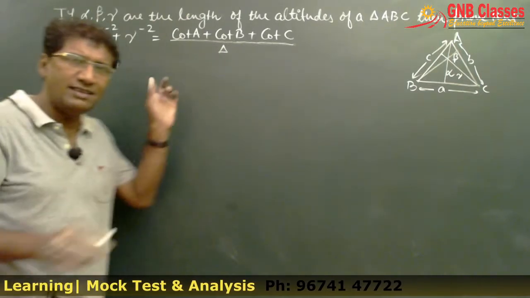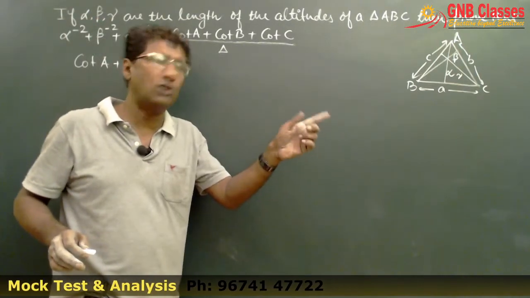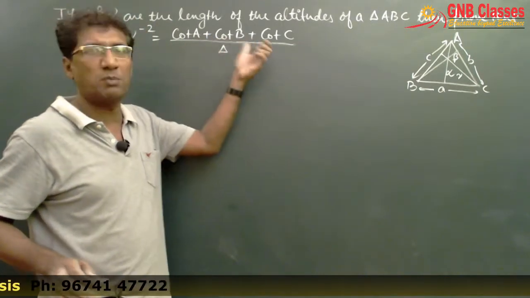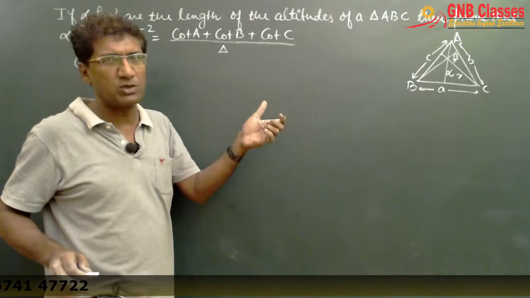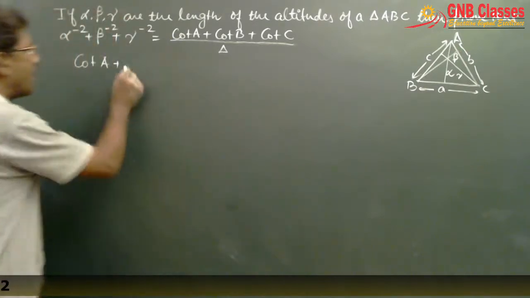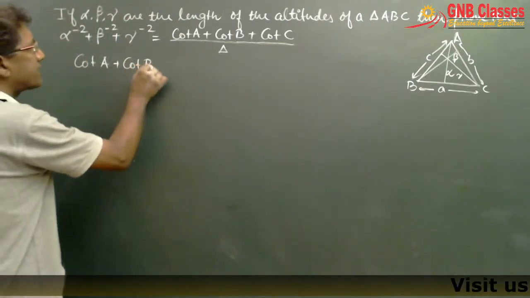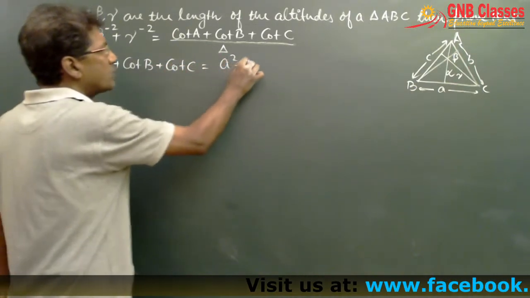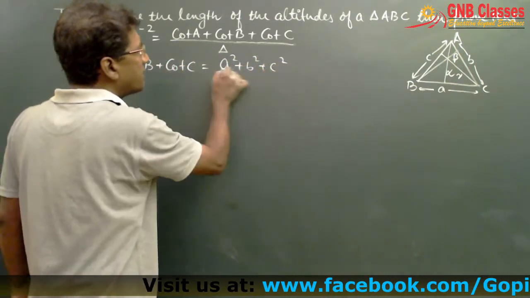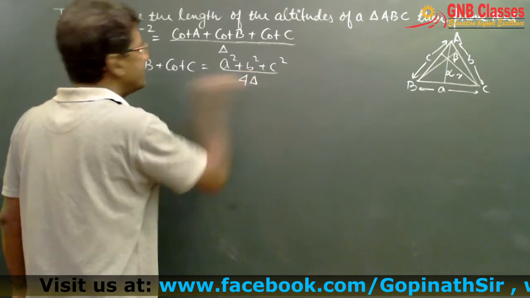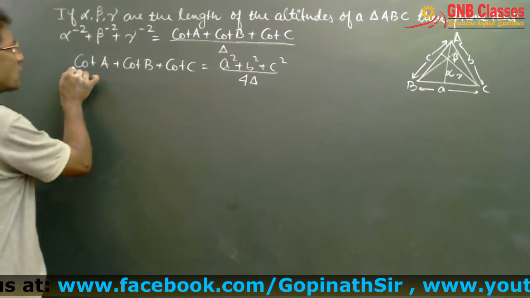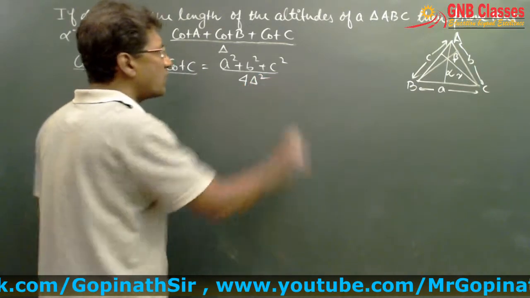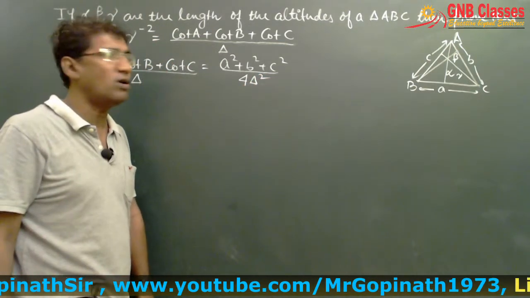Those who have not seen this one, please see the previous video to see how I got cot A plus cot B plus cot C as A square plus B square plus C square divided by 4 del. So, cot A plus cot B plus cot C is nothing but A square plus B square plus C square divided by 4 del, isn't it? So, cot A plus cot B plus cot C divided by del, which is the right hand side, will give you A square plus B square plus C square divided by 4 del square.